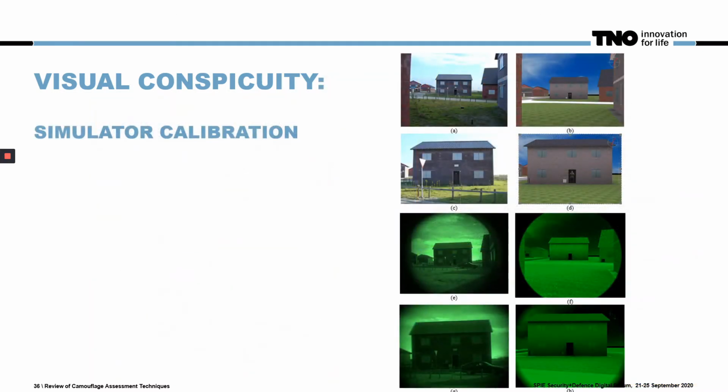Conspicuity has successfully been used to calibrate the detectability of targets in daytime and night vision goggle simulations. Making the conspicuity of a target in a simulation equal to its conspicuity in reality guarantees that mean search time obtained in the lab equals mean search time in the field.